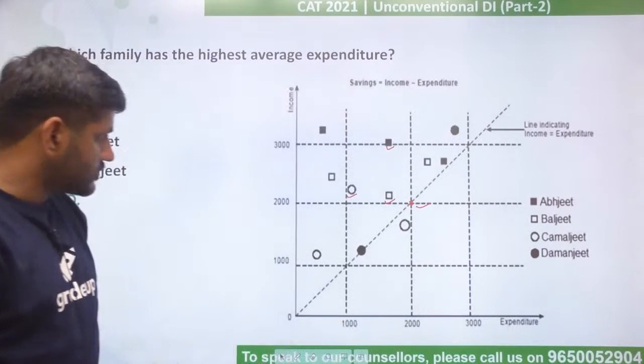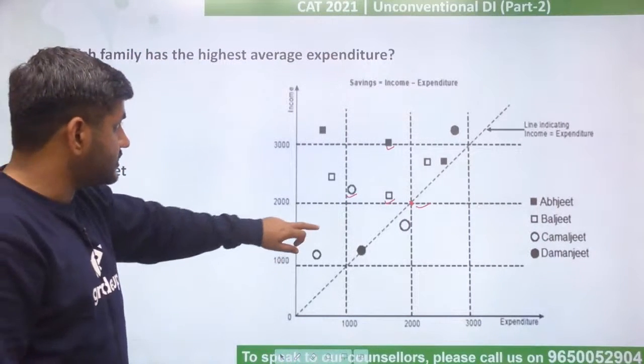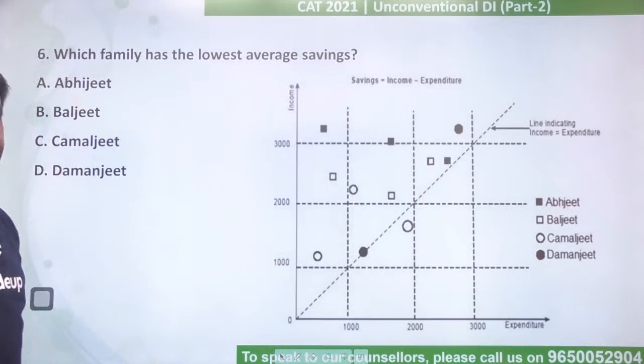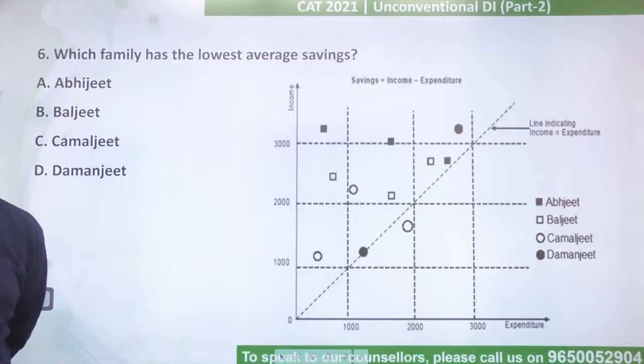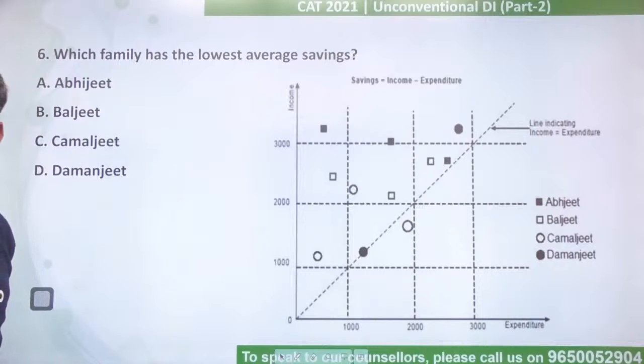Okay, let's move on to the next question. Again I will see who answers fastest. Here is the next question. Let me see who answers fastest to this question. Time is important. You cannot leave time. Which family has the lowest average savings? Which family has the lowest average savings? Still looking for answers. I have not got any answer yet. Which family has the lowest average savings?